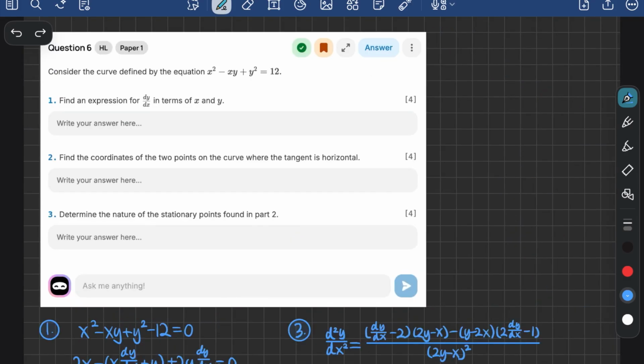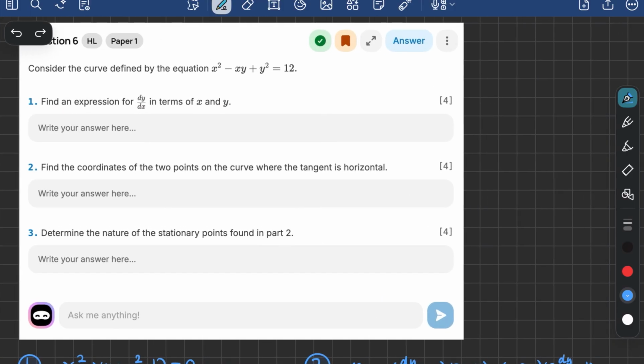This question is a very comprehensive one, and it takes up 12 marks, so it's quite important. It involves implicit differentiation for question 1, and for this one, it's about knowing that the tangent is horizontal. Well, that means just dy/dx equals 0. And for the third one, the nature of the stationary points. For that, we need to take the second derivative to know whether it's concave up, concave down, maximum or minimum.